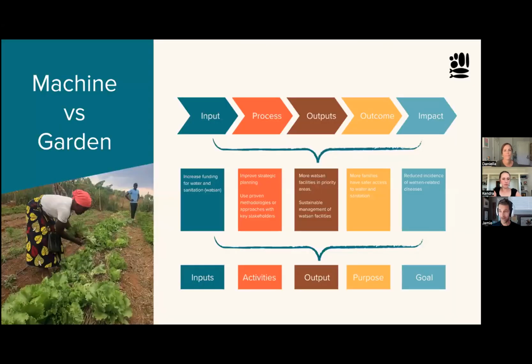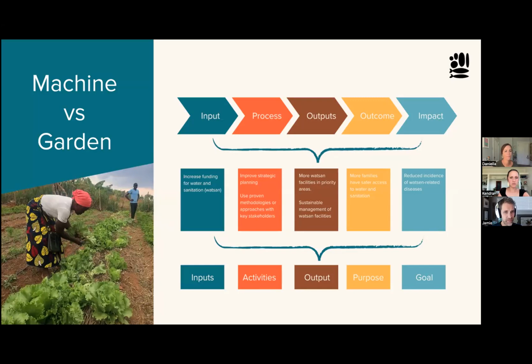There's a great metaphor that comes from David Ehrlichman, who wrote the book Impact Networks. I highly recommend this book. We were talking about the power of social movements. And in it, he makes a comparison between a machine and a garden.